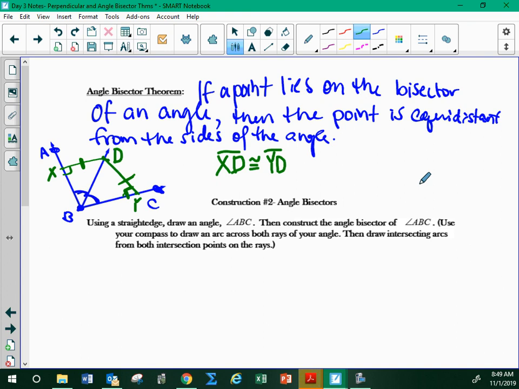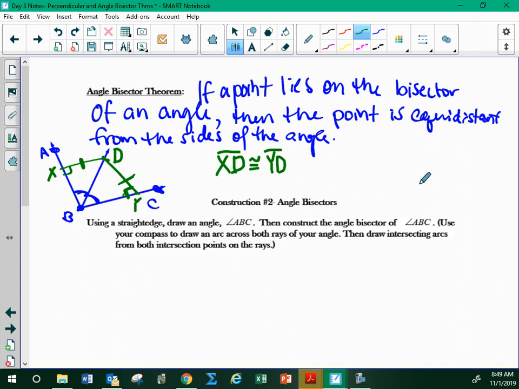So something that students mess up every year is that they say the point is equidistant from the ends of the angle. Where are the ends of my angle? What's that? There just is one. Thank you so much, Casey. There is no end to my angle. The rays go on forever. So that's why we're equidistant from the sides, not the ends of the angle. So the ends of the angle, wrong. It's equidistant from the sides.